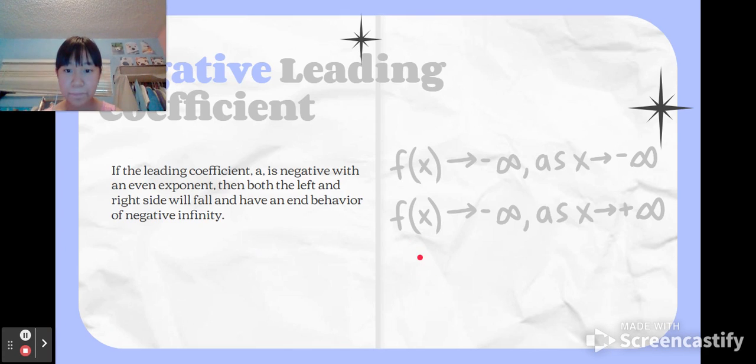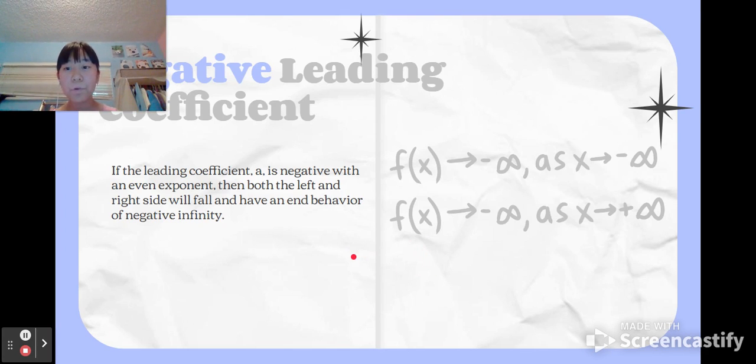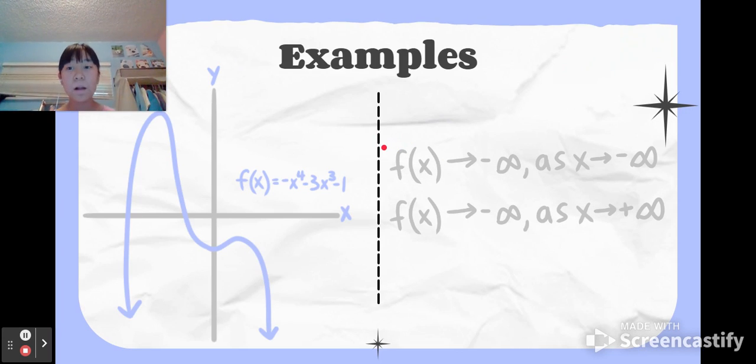Well, yes it is. When a is less than 0, both the left and right side of the graph will fall, and it has the end behavior right here. f of x approaches negative infinity as x approaches negative infinity, and f of x approaches negative infinity as x approaches positive infinity. So we should look at an example of the graph. f of x equals negative x to the fourth minus 3x cubed minus 1.